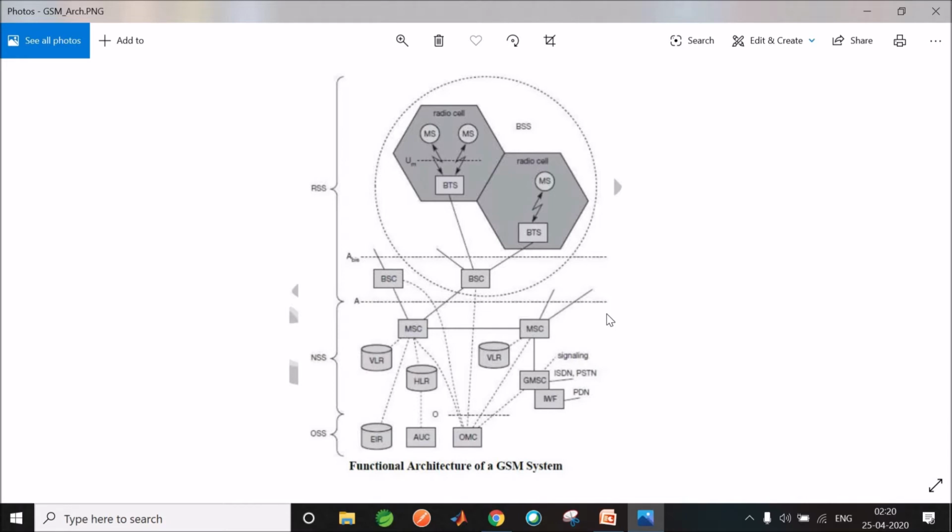So here, the RSS stands for the radio subsystem, the NSS stands for the network and switching subsystem, and the OSS stands for the operational subsystem. RSS can be considered as the front end tier, NSS as the middle end, and OSS as the back end. OSS generally consists of all the databases, all the information that we need to store in order to provide the communication, like the user list and the authentication process. And OMC is one of the important components which helps in the operation and maintenance of the entire system.